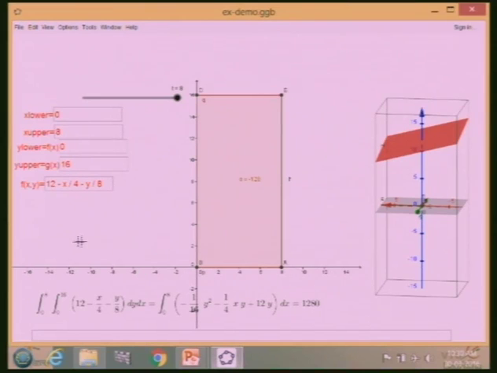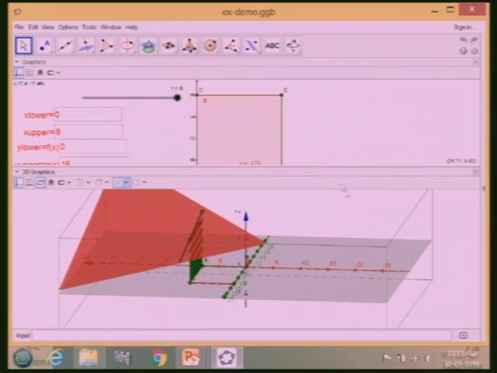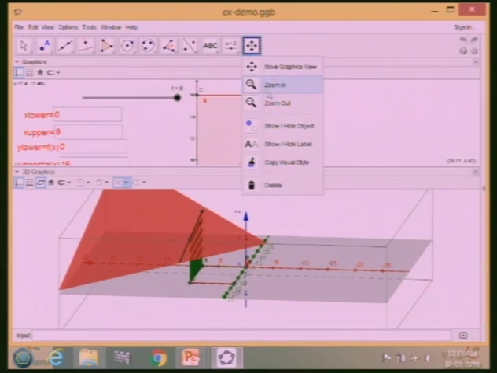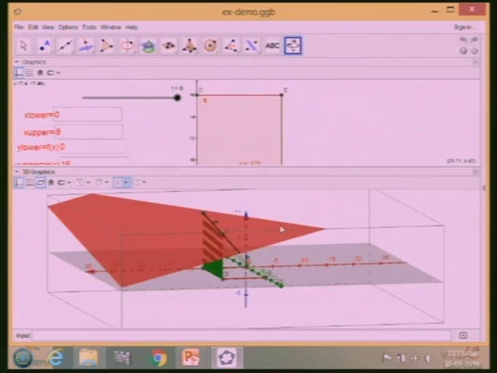Here I entered x lower limit 0 and x upper limit 8, y lower limit 0, y upper limit 16. This is the plane roof, the equation of the plane, that is f(x,y). This is the rectangular region in the xy plane. Here in this picture, this is 3-dimensional, and you can see there is a roof.